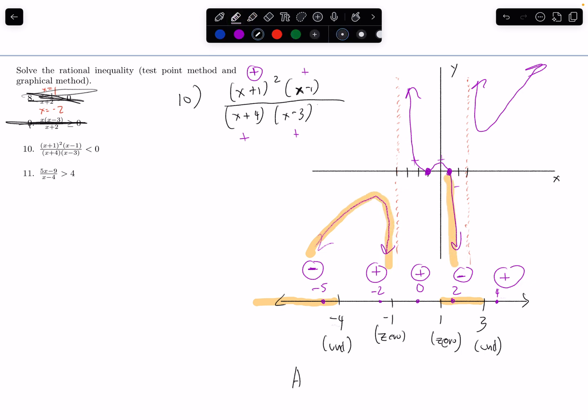Okay, so here's the answer. I'm looking at negative infinity up until negative 4, not including negative 4. And from, what is it? 1 until 3. Notice, guys, I'm looking at the bottom to figure out these points, right? From 1 to 3. From negative 4 to the left, right? And then from 1 to 3, that region there. And not including any of the points because this is a strictly less than 0.